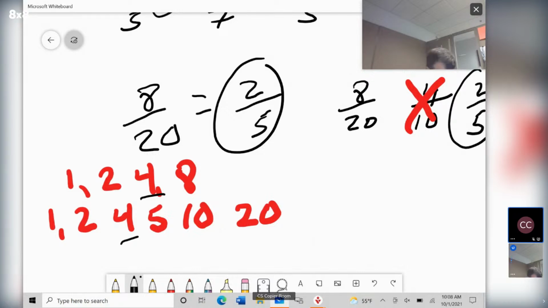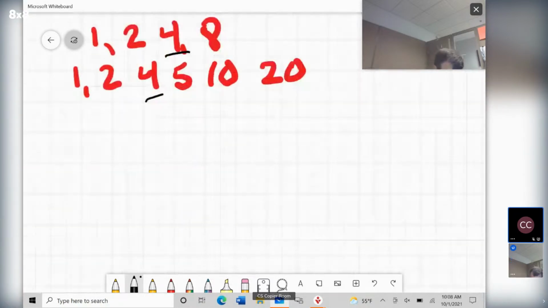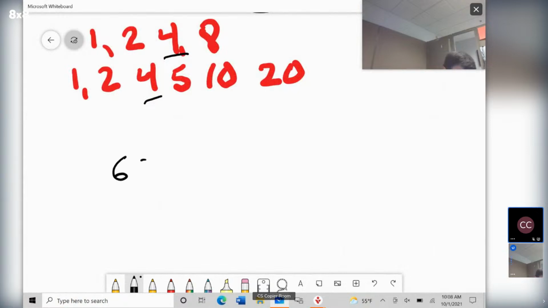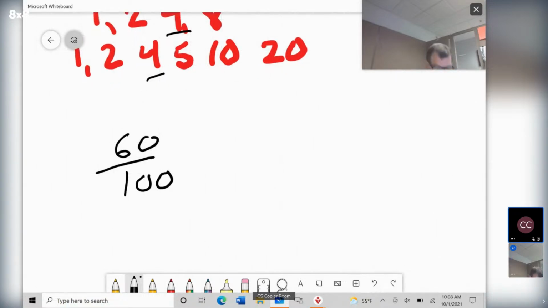Let's do another one here. If we have 60/100, hopefully you realize 10, 20, 30, 40, 50, 60. So 10 might be a good number, but there's actually a number bigger than that, and that would be 20. So 20 would go into 60 3 times, and it would go into 100 5 times.